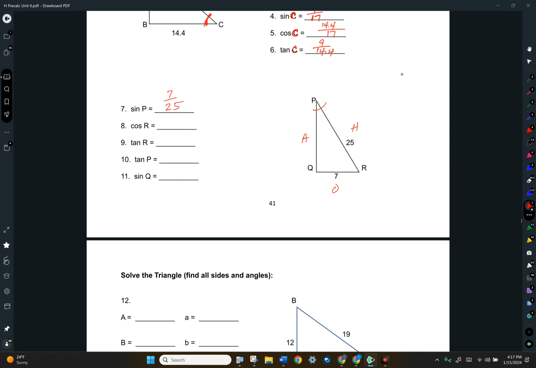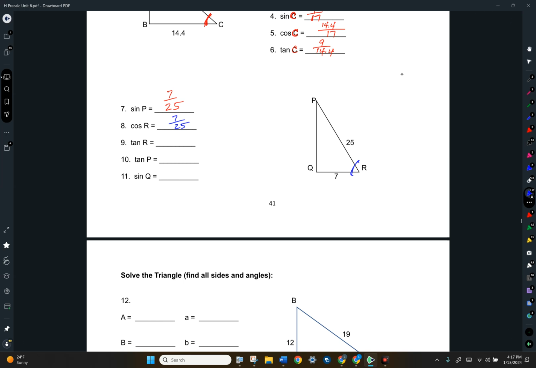But then when it says cosine of R, now we're referring to angle R. So if angle R is my reference angle, and I know cosine is adjacent over hypotenuse, in this case the adjacent is the 7 over 25. You'll notice the sine and the cosine are the same, but that's because you're referring to two different angles.